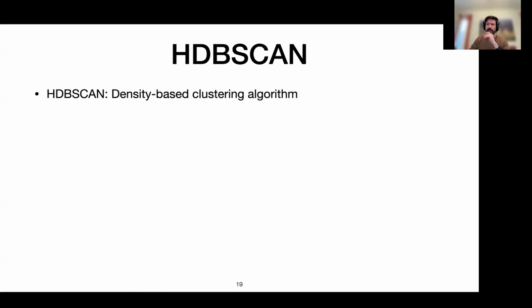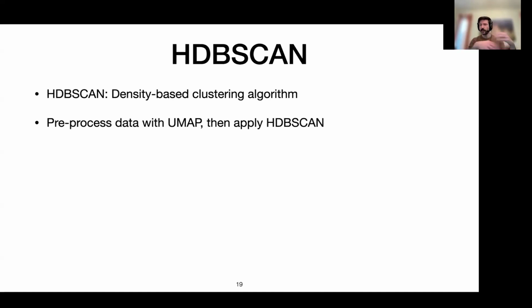HDBSCAN, I'm going to gloss over it a little bit, but basically it's a density-based clustering algorithm. You can use it in general, but I actually use it by pre-processing data with UMAP and then applying HDBSCAN. I'll get into that later in the presentation, but just so you know that that's what's coming up.